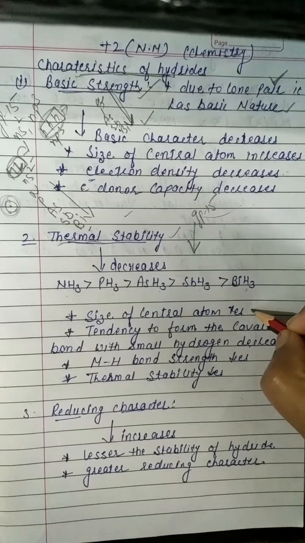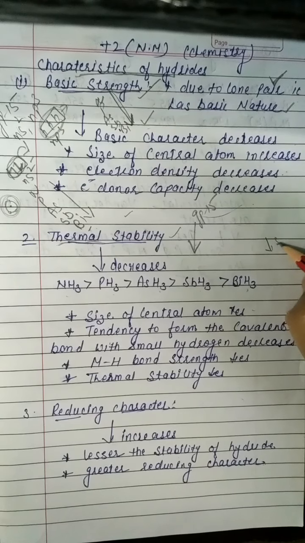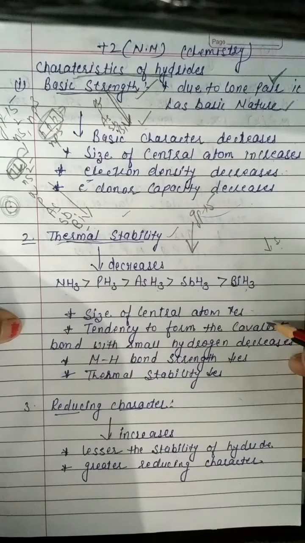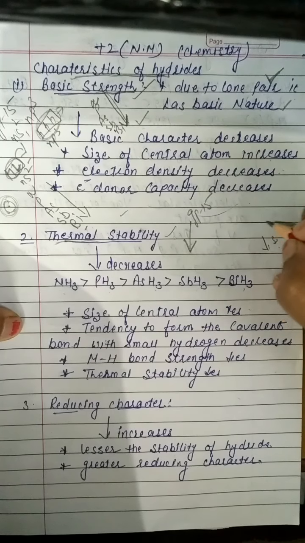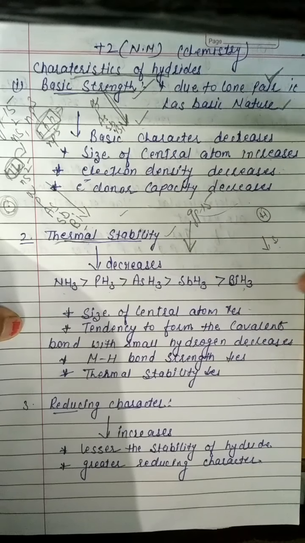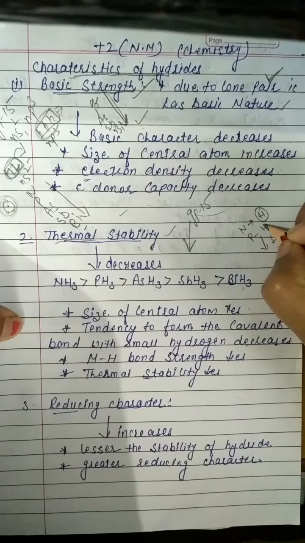First is the central atom. The size of the central atom increases when we move from top to bottom. Then the tendency to form a covalent bond with hydrogen decreases. That means all of them form bonds with hydrogen.